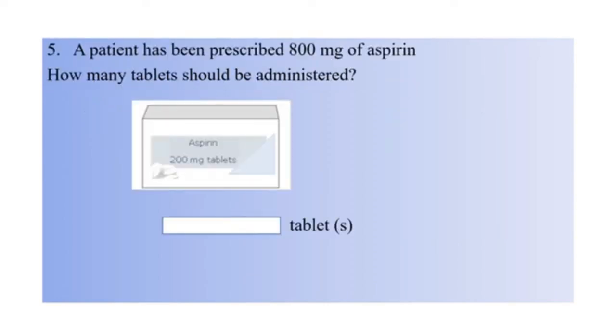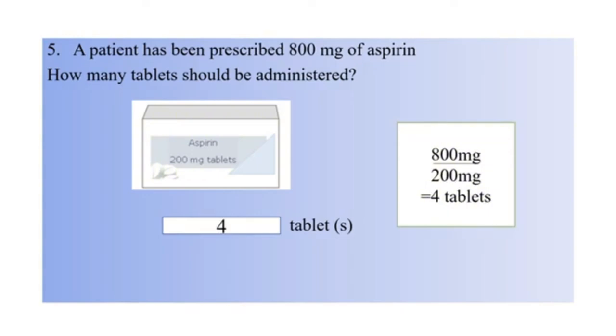So fifth question is, a patient has been prescribed 800 mg of aspirin. How many tablets should you administer? So the correct answer is 4 tablets. So if you use the formula, what you want divided by what you have, you will get the correct answer. So your want is 800 mg and you have is 200 mg. Here you can see in the picture that you have got 200 mg tablet of aspirin. So if you calculate it, you'll get answer 4 tablet. So you have to take 4 tablet to give the patient.